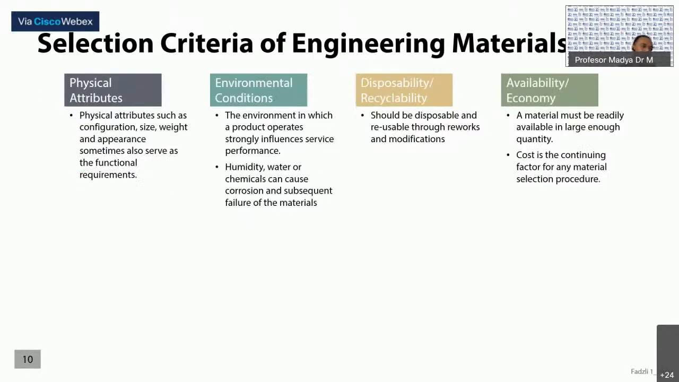Okay. And then the next one is the physical attributes. Physical attributes such as configuration, size, weight and appearance sometimes also serve as a functional requirement. And then environmental condition: the environment in which a product operates strongly influences service performance. Humidity, water, and chemicals can cause corrosion and subsequent failure of the material. For environmental condition, an example is in the sea. If we want to put a submarine in the sea, we must take a material that can sustain corrosion.